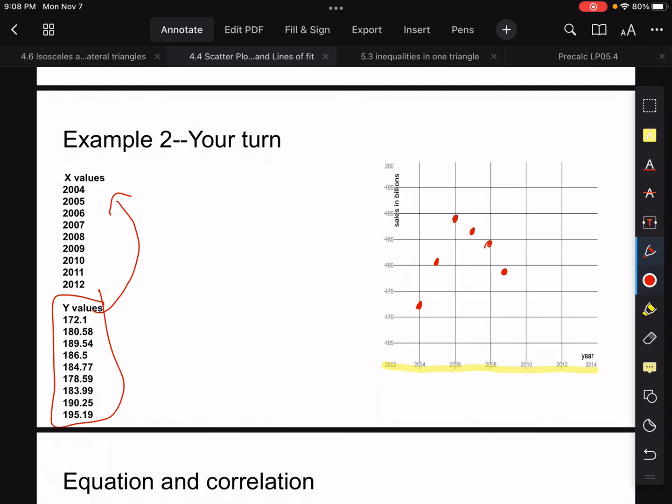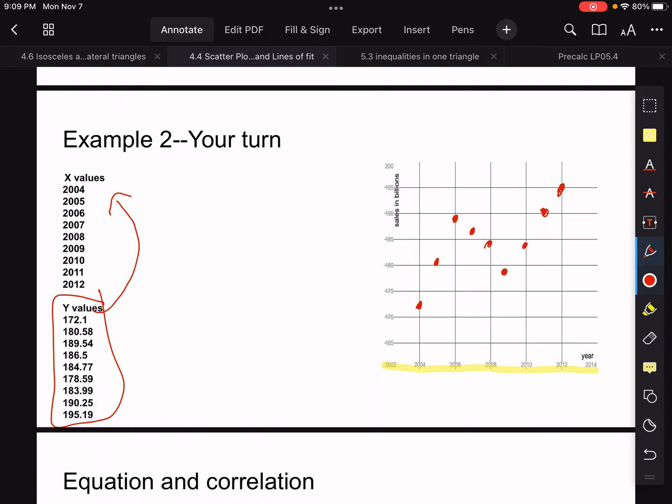So we have that. And then 2010 is going to be 184 essentially. So that's right in here. 2011 is 190. So 2011 is 190-ish, somewhere in there. And then we have 2012 being 195, which is up here, somewhere in there.